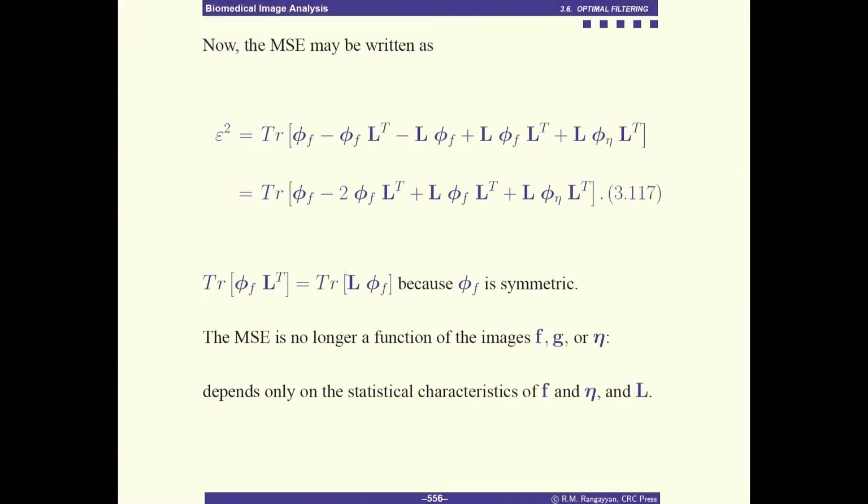Now you have the mean squared error, epsilon square, as trace of all of those put together.